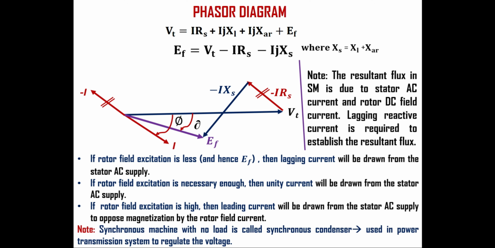So if a synchronous motor is not loaded and if rotor field current is changed, it will behave as a variable inductor and create lagging power factor, or a variable capacitor and create leading power factor. Mostly it will be used in power transmission systems to regulate the line voltage. So a synchronous motor with no load is called a synchronous condenser.